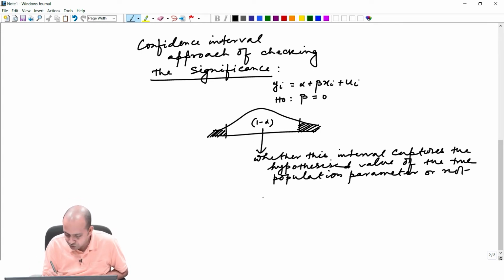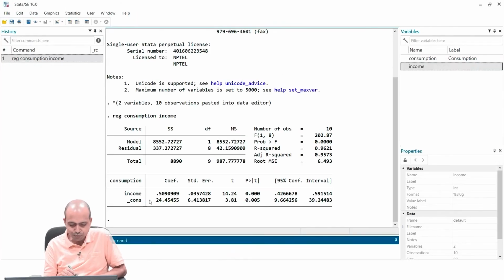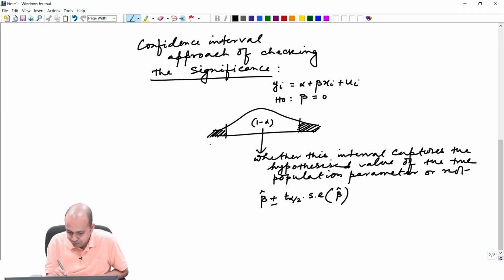And how is this interval determined? The interval is determined as beta hat plus minus T alpha by 2 into standard error of beta hat, right. So, that means from this particular example, what is beta hat? Beta hat is 0.5090 and standard error is 0.0357 and the calculated value of T is 2.36. If you put all these values, this is called lower limit of the interval, and this is called upper limit.